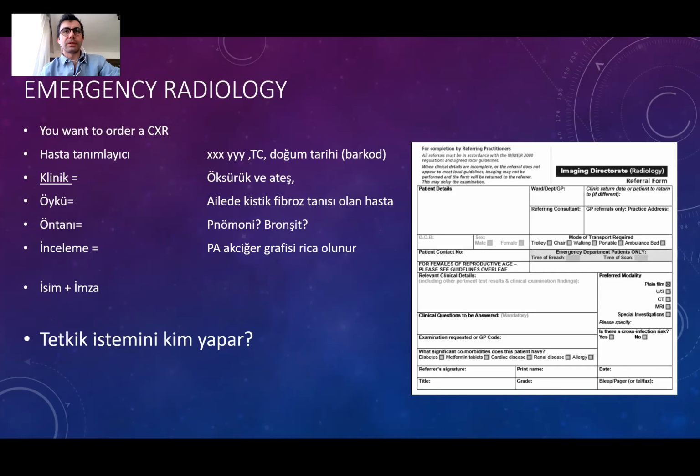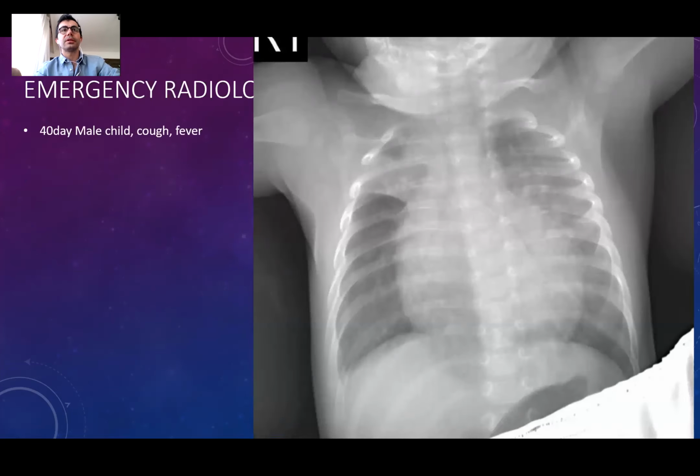Who orders radiological examinations in Turkey? Physicians order radiological examinations, not anybody else. This can be different in other countries. In some countries nurses can also order radiological examinations.